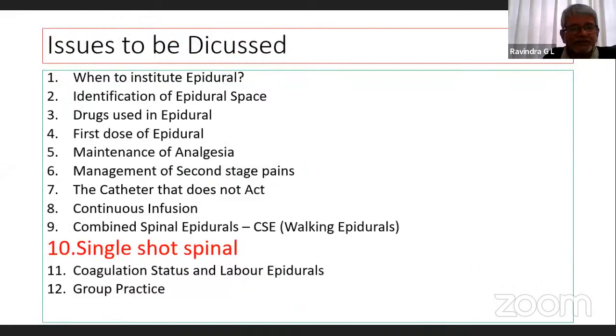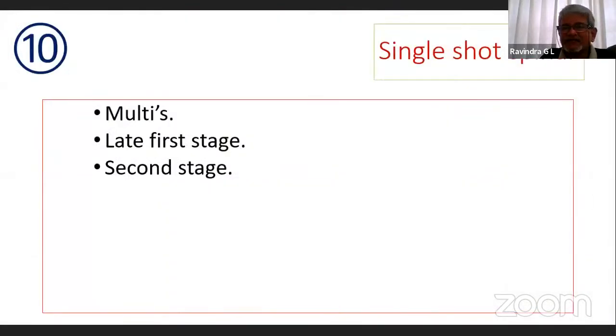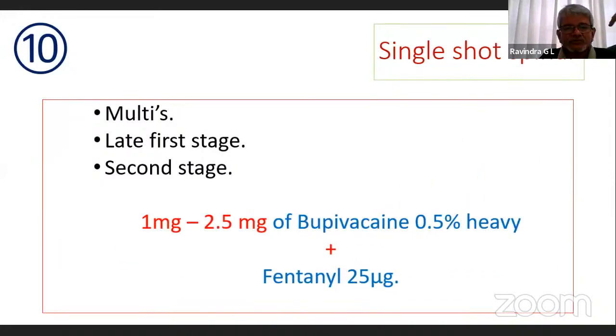It is useful in uncooperative patients. Single shot spinal, I think I told you earlier, is very useful in late first stage and second stage. Just 1 to 2.5 milligrams of bupivacaine, 0.5% heavy, with fentanyl of 10 mics or 15 mics or 25 mics is what is required.